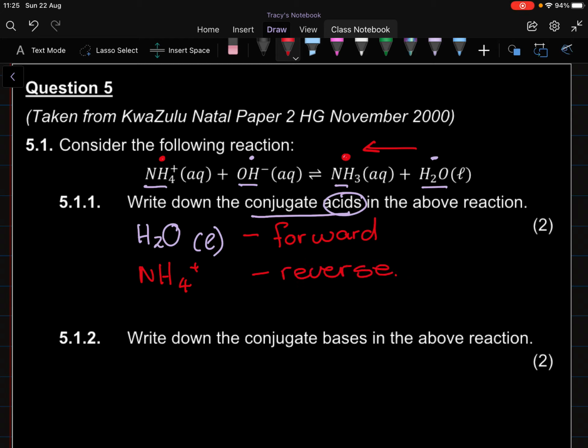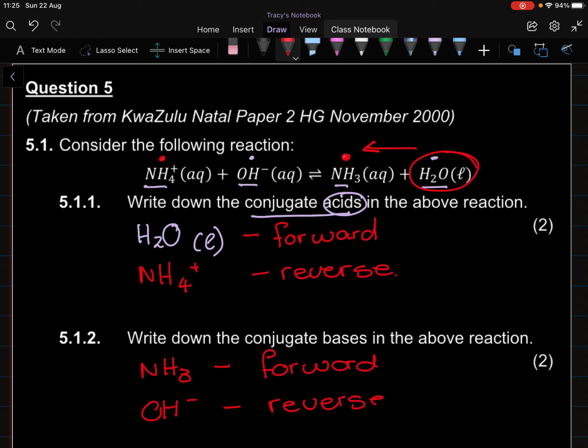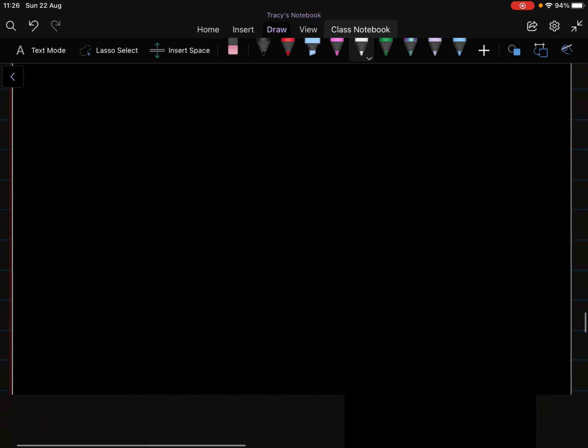Okay? Then they want the bases. Well, we've already said the NH3 is the conjugate base for the forward reaction, which means over here that's acting as an acid. So the OH minus is the conjugate for the reverse reaction. How do I know it's going to go in two directions? Well, I've got a reversible reaction sign. Okay?